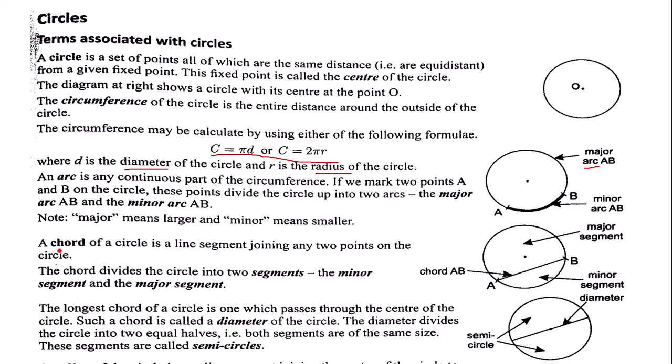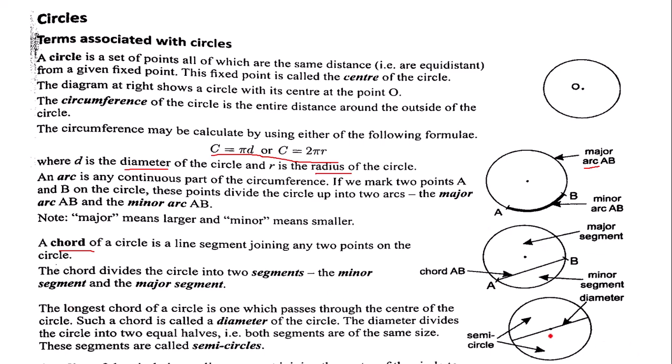A chord is a line joining 2 points on the circumference of the circle, and they do not pass through the center. They just connect 2 points on the circumference away from the center. And a chord divides the circle into 2 segments, which are parts of the circle. This is a minor segment because it's small, and this part here is the major segment.